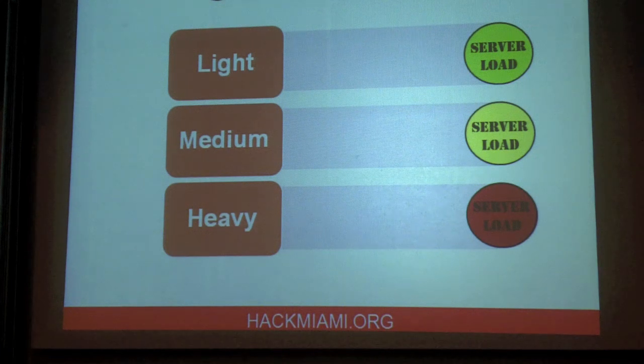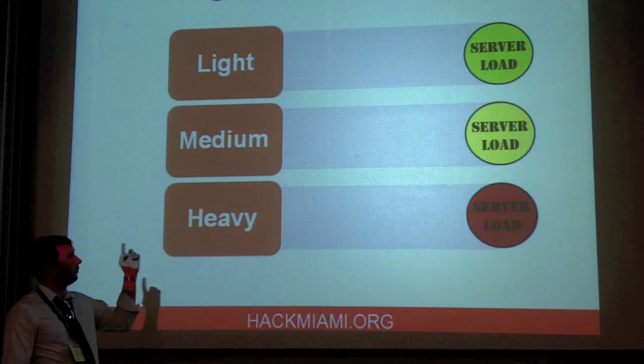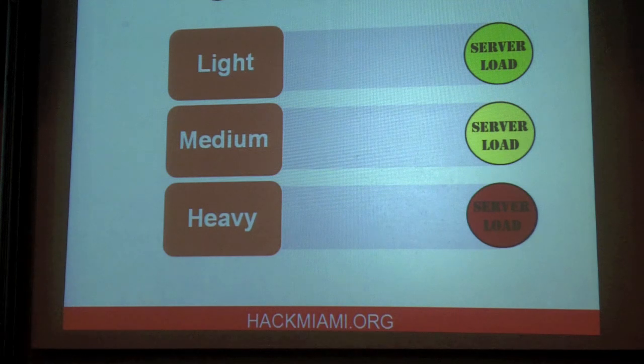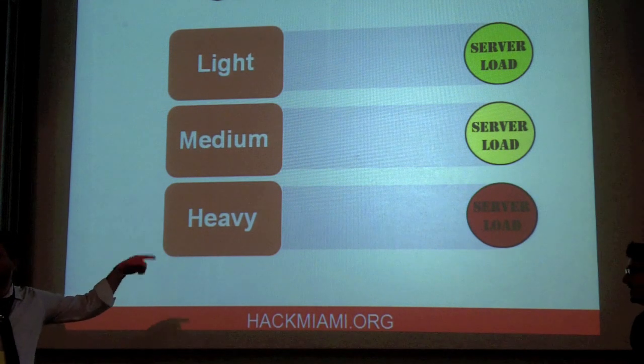So we did some stuff on server load, and we're going to represent it with these symbols. These are the different levels of server load for the different methods that we're going to talk about. Real precise colors.